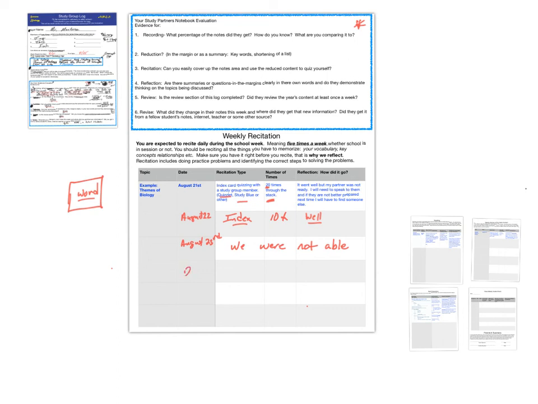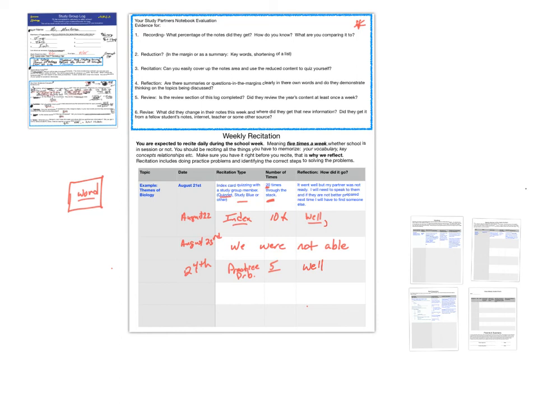Then on the 24th, you guys met. This time you did practice problems, because practice problems are a form of recitation. You know how to do it. You're just going over the steps, or reviewing the steps, or quizzing each other on the formulas. Maybe you did that 5 times. You did 5 practice problems. And it went well. And so that's how you do a weekly reflection.